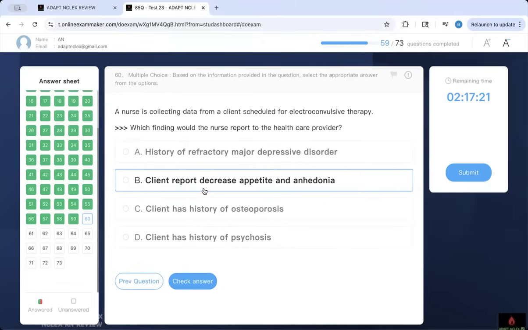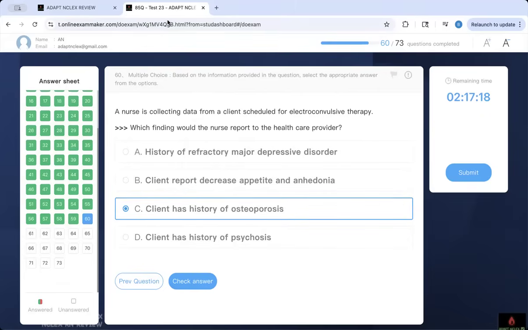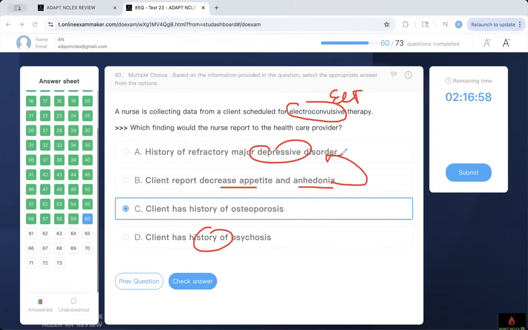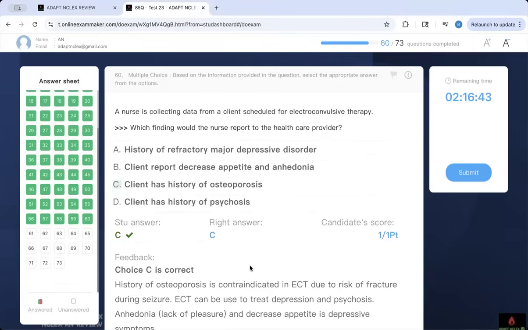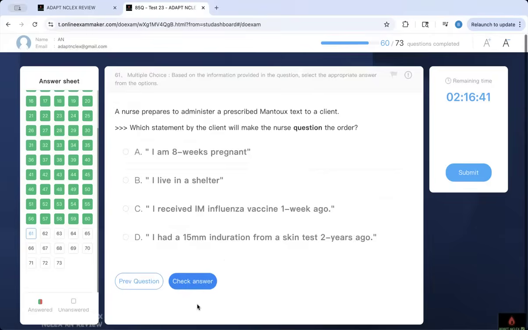What do you think? The right answer is osteoporosis. Why? Look at it. Electroconvulsive therapy, I'm creating seizures, right? To treat your depression. We can also use it to treat psychosis. If you have decreased appetite and anhedonia, you have depression. Therefore, what am I left with? I'm picking this, even if I don't know. This is the common sense strategy. Psychosis, depression, anhedonia sound like mental health problems. Therefore, I'm picking this. You're going to have a fracture risk if you have bad seizures. That's a problem.